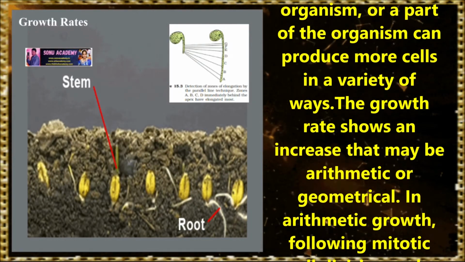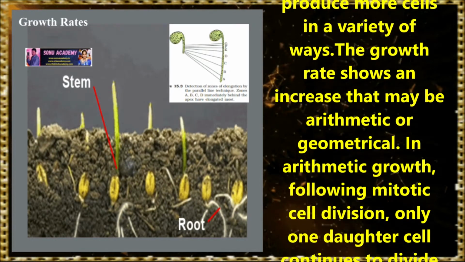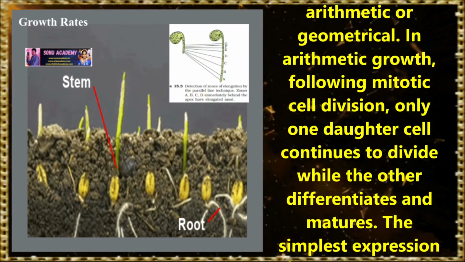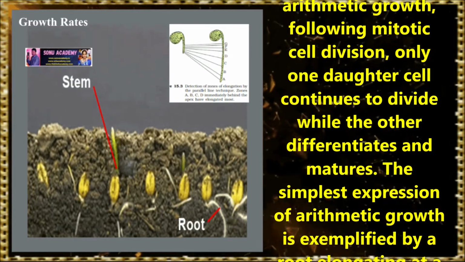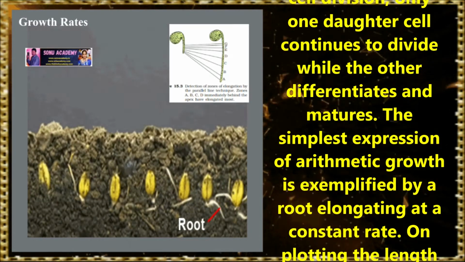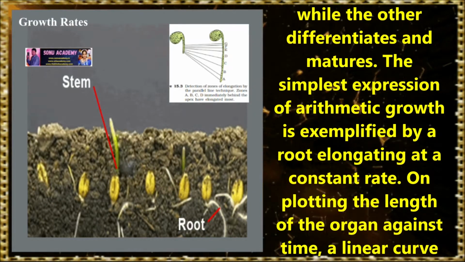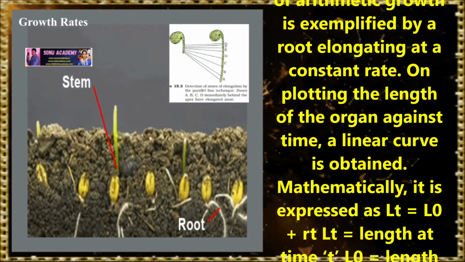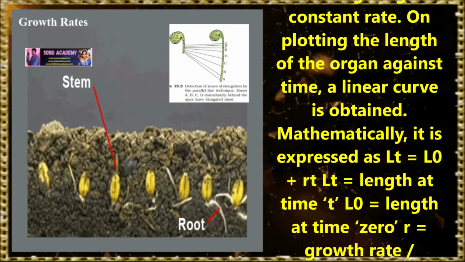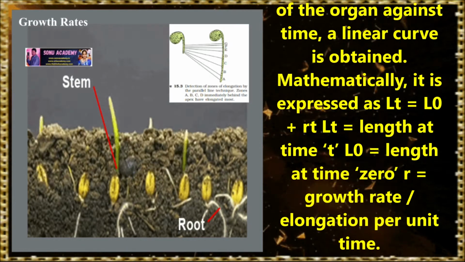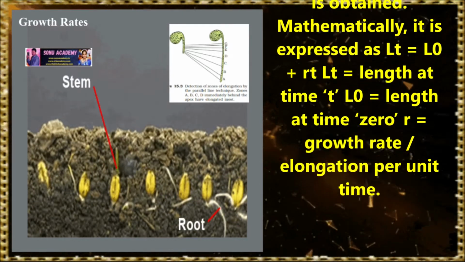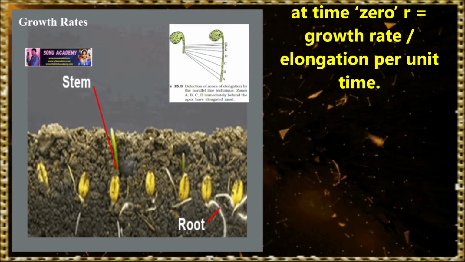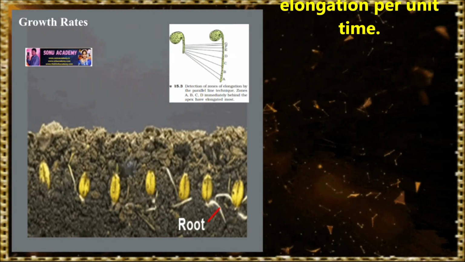In arithmetic growth, following mitotic cell division, only one daughter cell continues to divide while the other differentiates and matures. The simplest expression of arithmetic growth is exemplified by root elongation at a constant rate. On plotting the length of the organ against time, a linear curve is obtained. Mathematically, it is expressed as Lt = L0 + rt. Lt is length at time t, L0 is length at time zero, and r is the growth rate, or elongation per unit time.